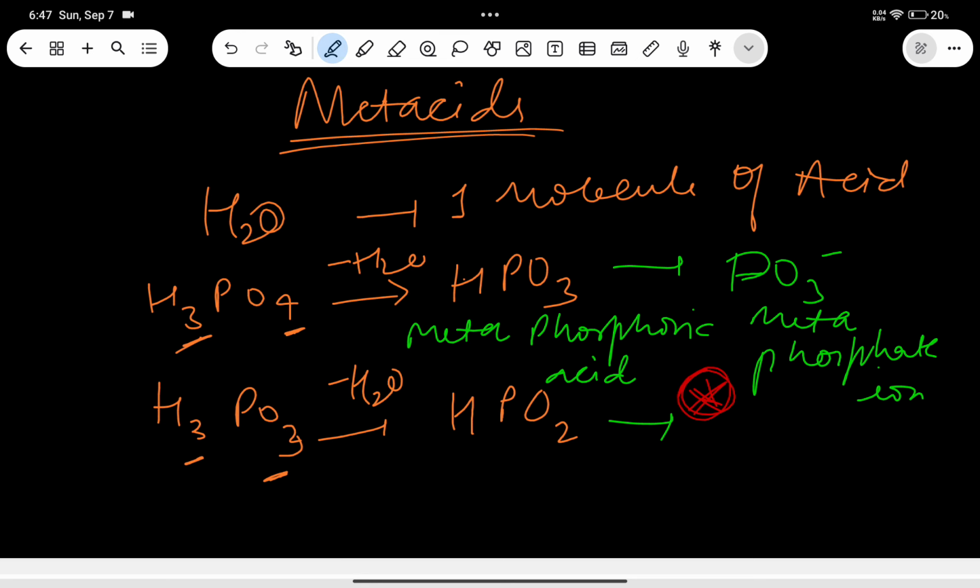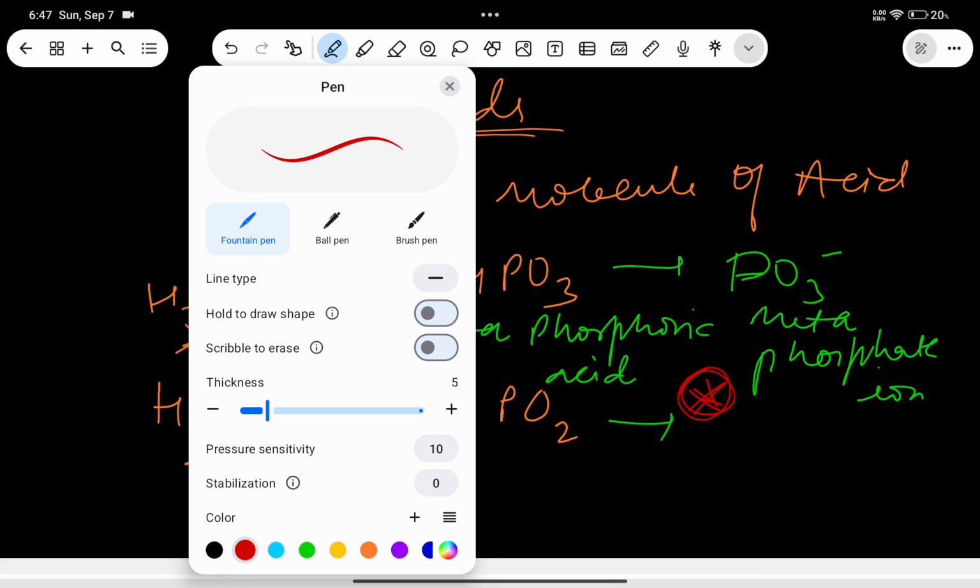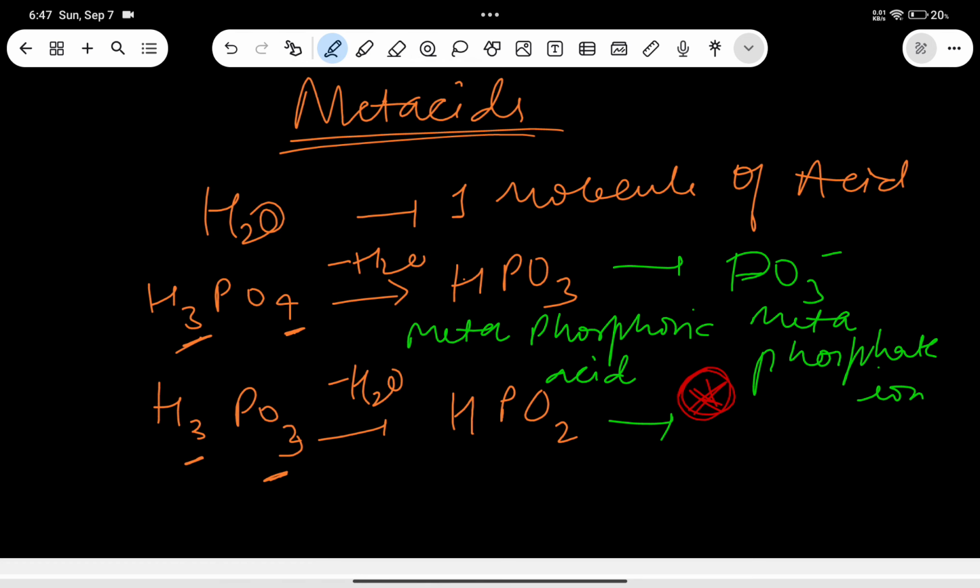You should be very much careful while writing the anion for this, because sometimes you don't know how much basicity is there, or you know it but forget it, and therefore you tend to make mistakes. I don't want you to make mistakes, and therefore I'm saying that you should be focused here. So it would be metaphosphoric, and this is basically the middle one, and therefore it will be phosphorus.